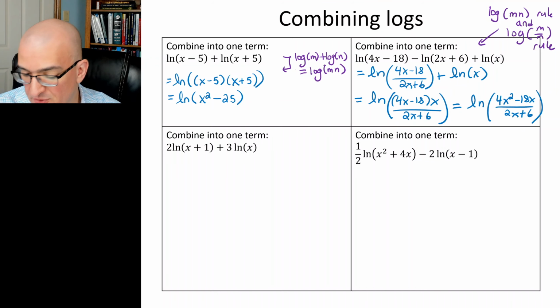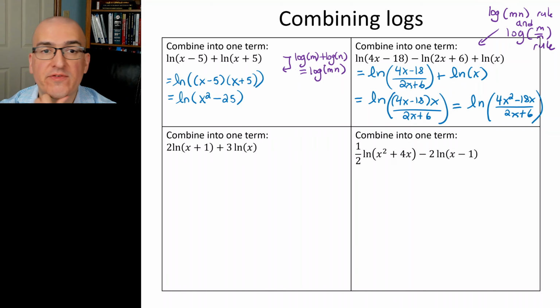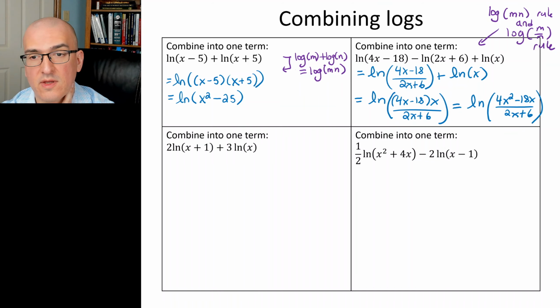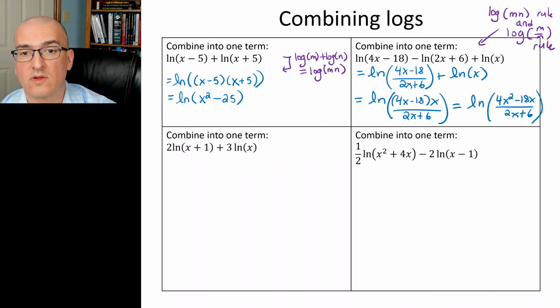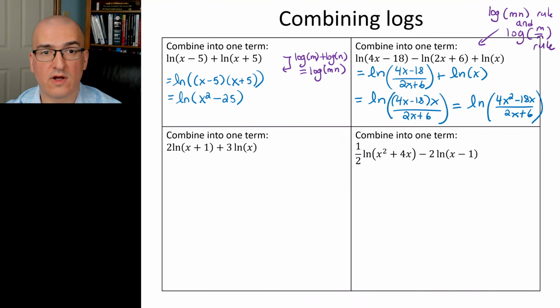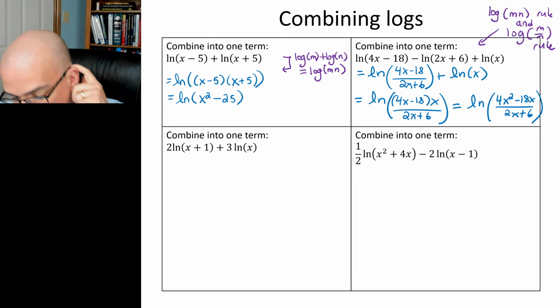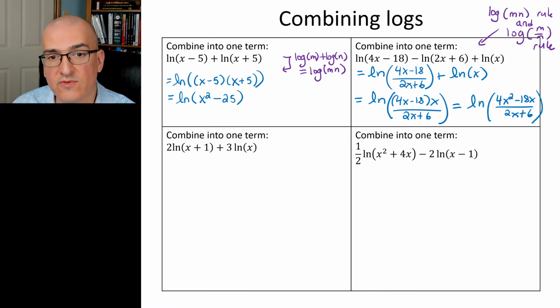Okay, the next one is tricky because we again have to use two rules, but we have to use those two rules in a particular very careful order, very careful way. This log property, ln of m plus ln of n is the ln of m times n. Notice that we can only use it if the constant in front of the log is 1. If there's some other constant in front, we cannot combine the terms. So what we have to do first is we have to get rid of those constants in front. The 2 that's in front of the first term and the 3 that's in front of the second term. We can't combine these into one term until those constants are gone.